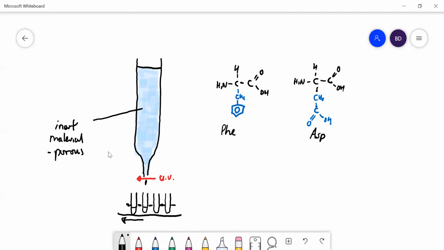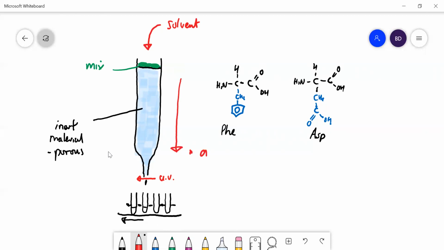So the first thing to do is lay down our mixture. I'll do it in green. So you put your mixture of amino acids in there. And then after that, you add your solvent on top of it. And what is going to happen is the solvent is going to move down through the tube. It can either move through gravity, or to make it faster, it can be under pressure. It can be forced through. And what's the solvent going to do? Well, the solvent is going to dissolve the mixture and carry them through.